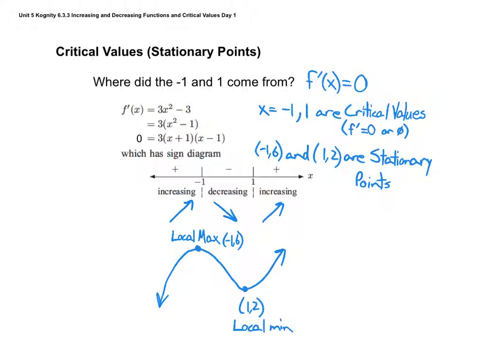Now, why do we use the term local or relative? Well, that's because technically this does go down forever, and this does go up forever. But we're saying in an isolated location, there's a peak there, or there's a minimum point there. There's a change in direction taking place. Okay?